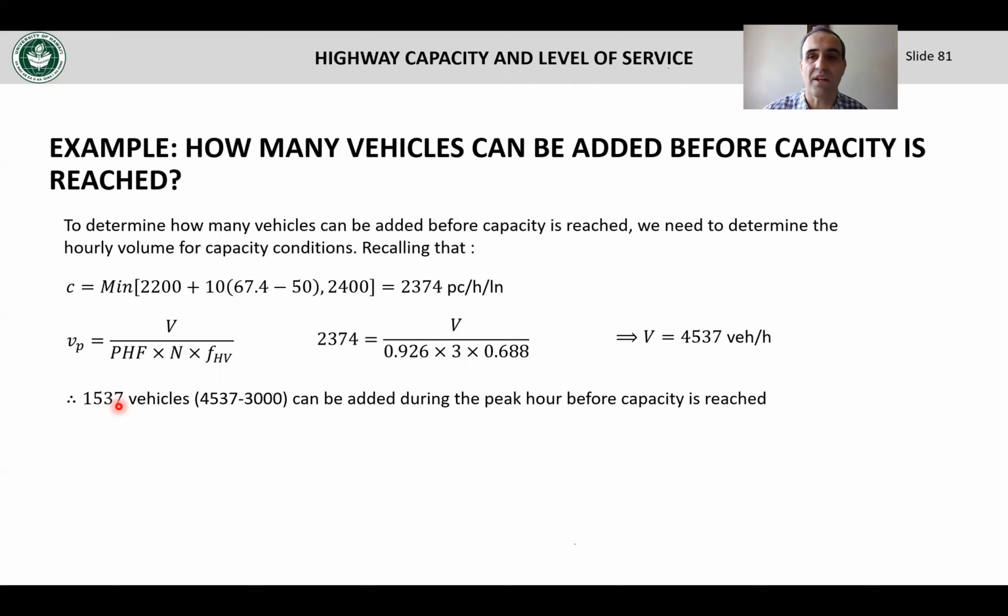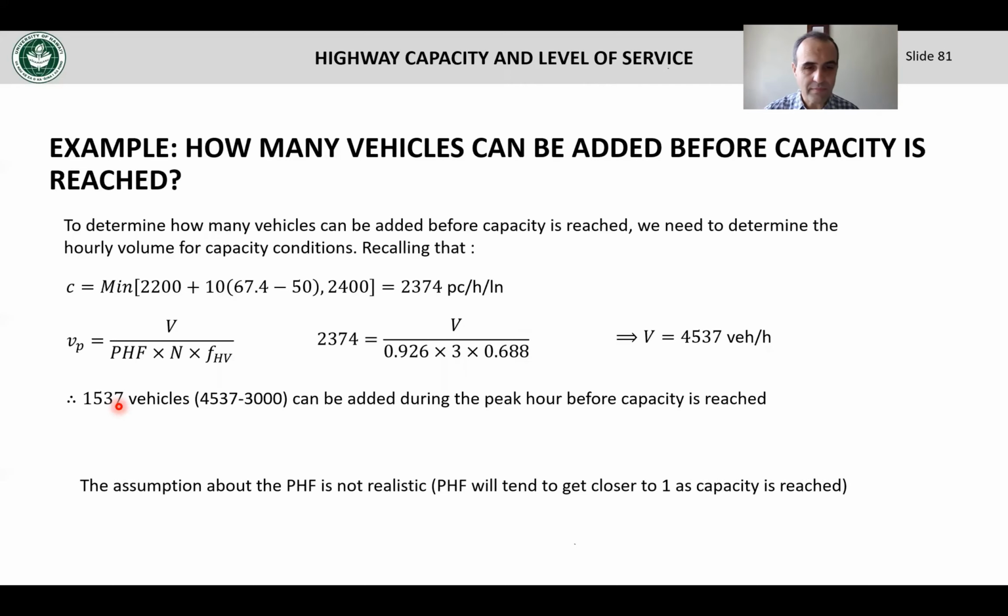Okay, so that's a variation of the type of problems that I could give you, but I don't like this one that much. But now, I said some of the assumptions are not that realistic.